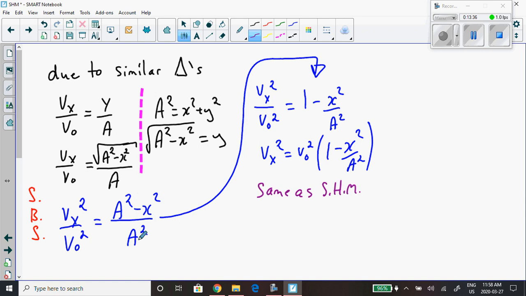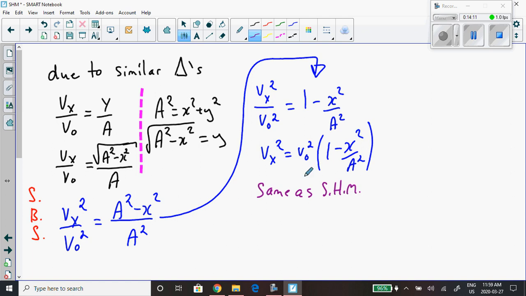So let's do some fancy mathematics here. What I'm going to do here is divide each term in the numerator by a squared. And look what I have. A squared by a squared leaves me 1. X squared by a squared leaves me with x squared over a squared. And then I'm going to multiply both sides by V0 squared. If I multiply this side by V0 squared, it cancels out, and all I have is Vx squared. If I multiply this side by V0 squared, I have this expression right here.